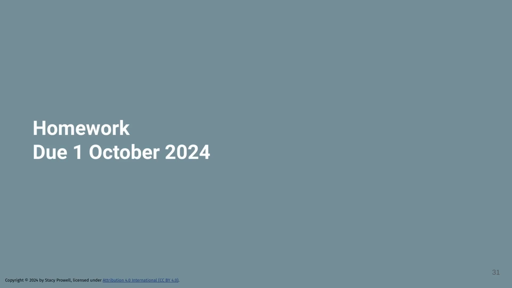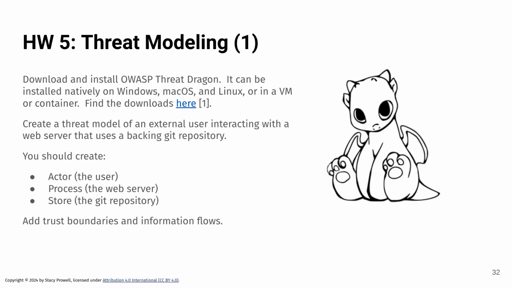Homework. For homework, I want you to go and work with the threat modeling tool. In this case, we're going to use the OWASP Threat Dragon. You can install it natively on Windows, on Mac, on Linux, in a VM, in a container, a million different ways to do it. I found the Linux version seemed to work better when I used the snap, but your mileage may vary.